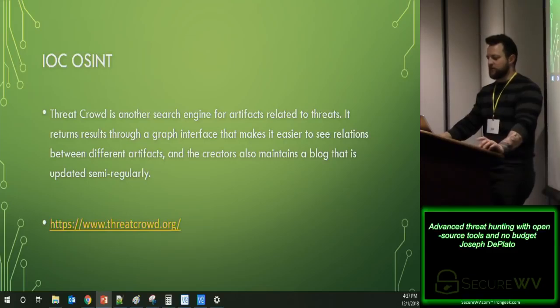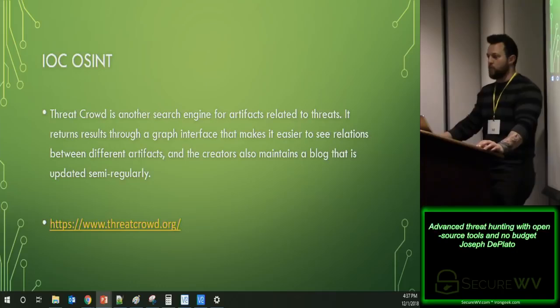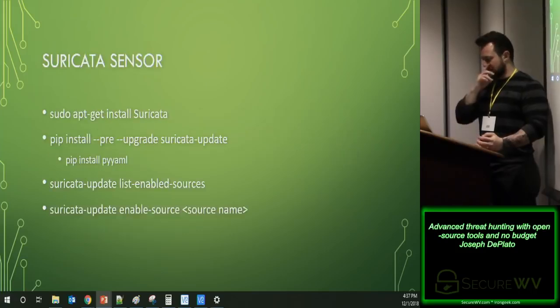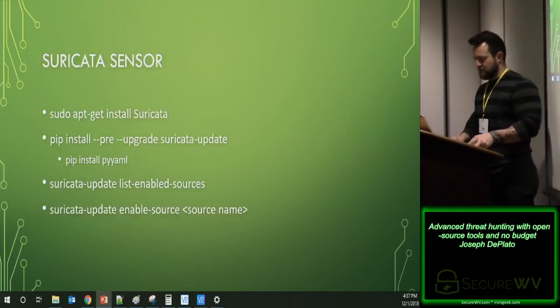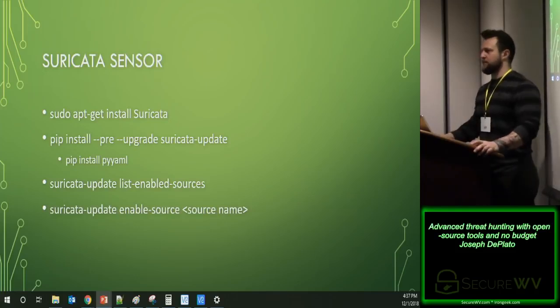ThreatCrowd is another one. It's basically a search engine for artifacts related to threats. It has a nice, pretty graph interface, which I think is really cool, and it makes it easy to see relations between different artifacts. The creator maintains a blog too that's updated semi-regularly, but I love graph analysis. You can do some really cool stuff with graph analysis, and this site does that for you.